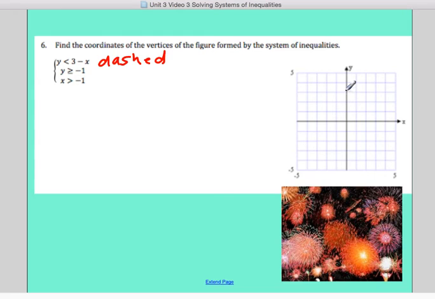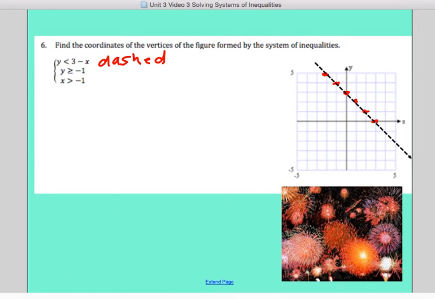So my y-intercept for this one is 3. And my slope is really -1, so it's down 1 to the right 1, down 1 to the right 1. And this is a dashed line. Okay, so there is that one.